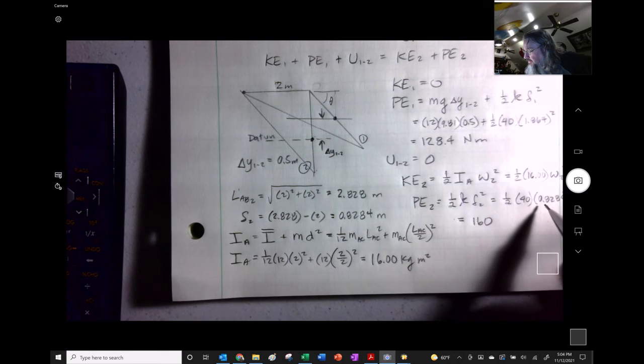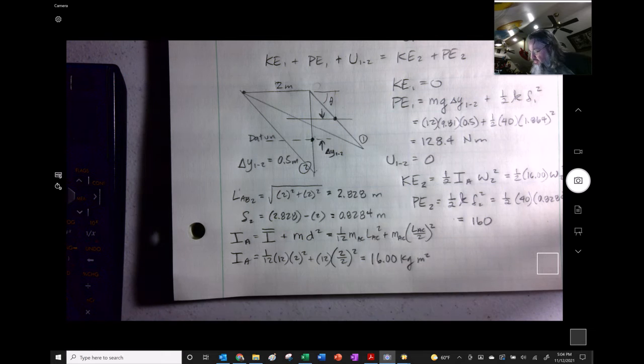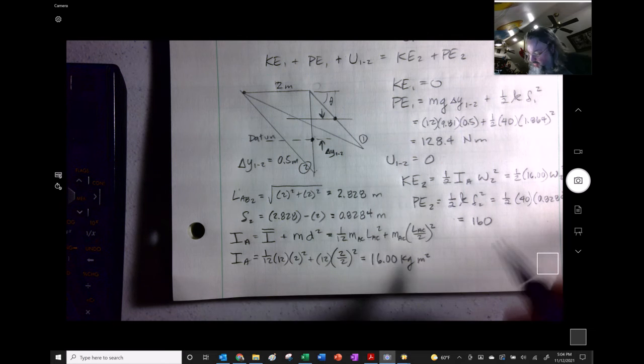Why is that more than that? Okay, so I did something wrong. Oh, I know. I didn't take out that 2. That's why. Okay, 0.8284 squared, 40 times 2 divided. Okay, that's what I did wrong.